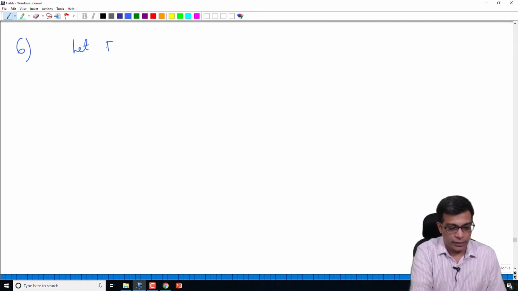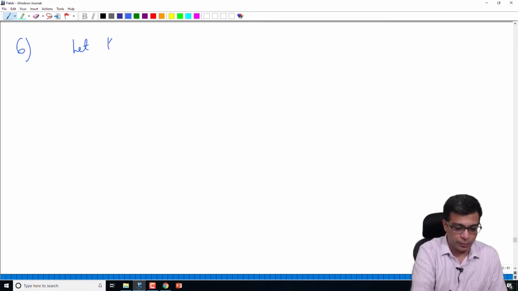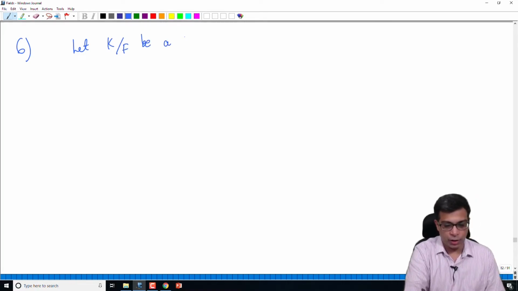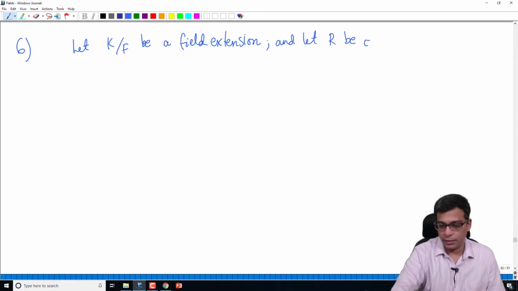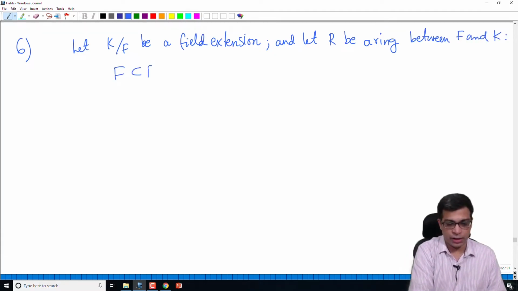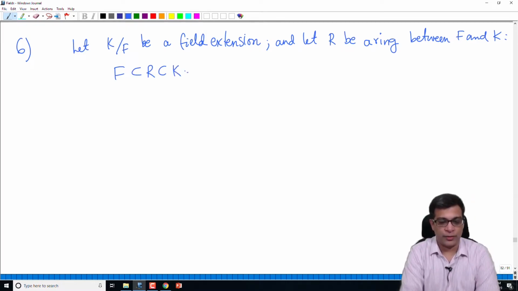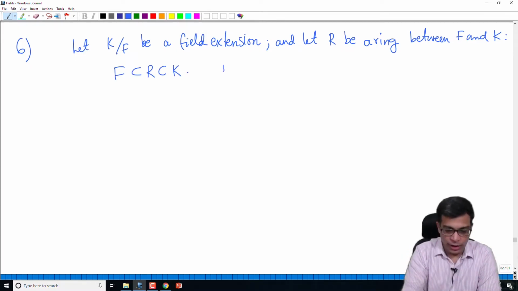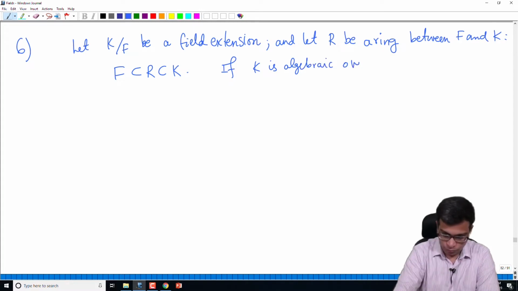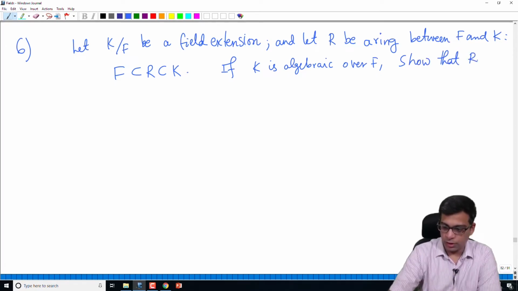Let F and K be fields. So actually, let K be a field extension of F. So let K over F be a field extension, and let R be a ring between F and K. So I will explain what that means. What we have is that F is contained in R, contained in K. So F and K are fields and R is in between them. If K is algebraic over F, show that R is also a field.